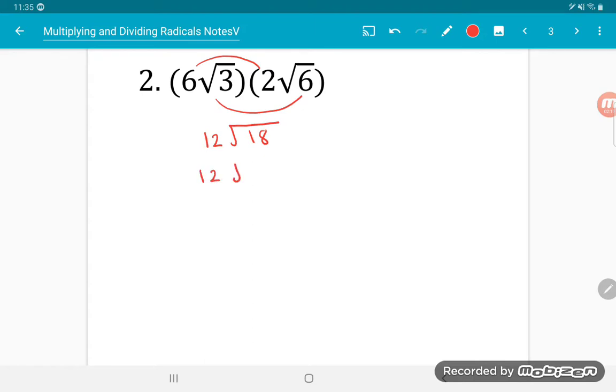I'm going to simplify again. I multiply the radicals, but I have to simplify them. My two factors of 18 I'm using are 9 and 2. I'm going to take the square root of 9, so I bring a 3 on the outside. 9 is a perfect square. The final step will be to multiply the numbers on the outside. 12 times 3 is 36, and then I just bring down that radical of 2.